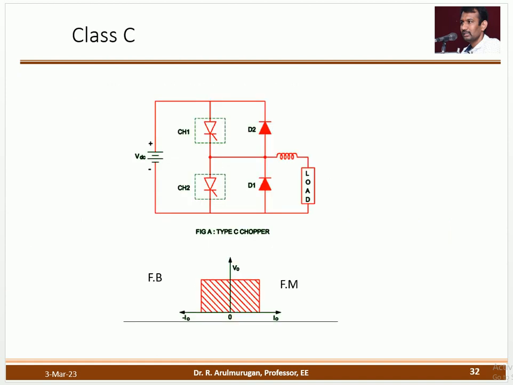What is a class C converter? It's a combination of A and B. A for forward motoring, B for forward braking. So this is a diagram for the class C chopper. It has 4 modes of operation. As for mode 1, what is that? Buck converter. Mode 2, boost converter. Boost converter means regenerative braking.